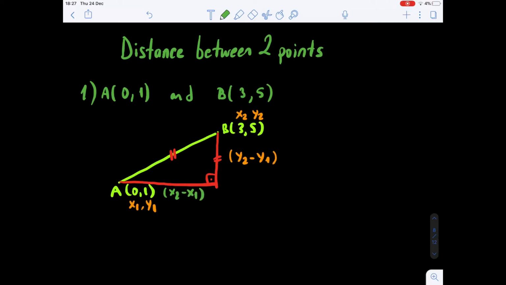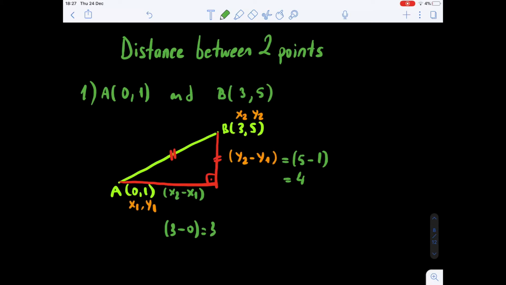So remember, I'm going to apply the hypotenuse or Pythagoras theorem. First of all, the difference between y coordinates is 5 minus 1, which is 4. So the distance between x coordinates, which is x2, is 3 minus 0, which is 3.